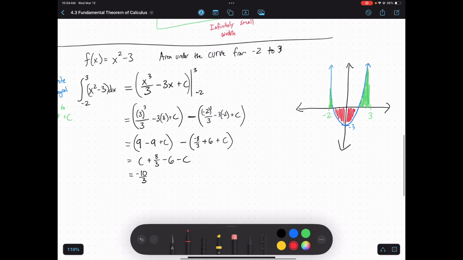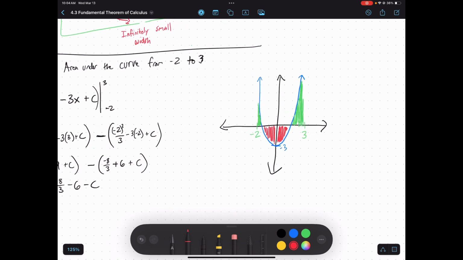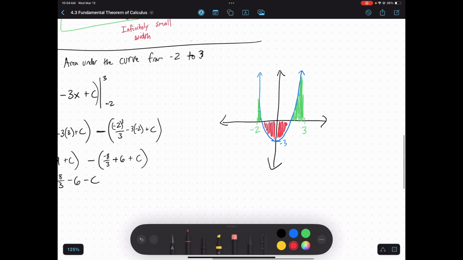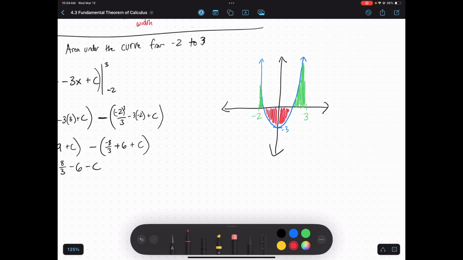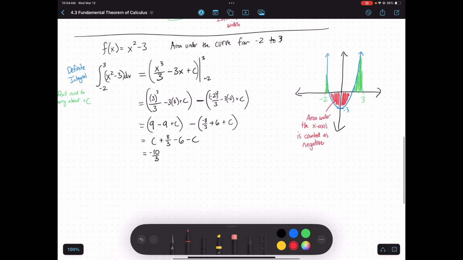So, back to my original question, why did my answer end up outputting as a negative area? Well, that's because the area underneath the x-axis ended up being larger than the area above the x-axis. And we count area under the x-axis as negative. Okay, so that's an important thing to remember.